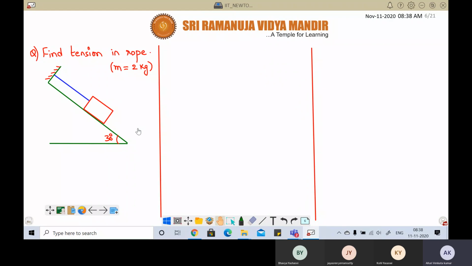Find the tension in the rope. You can do it as homework. Draw the diagram. Mass is 2 kg, angle of inclination is 30 degrees. Or take a screenshot. Yes, sir, noted. Okay, next.